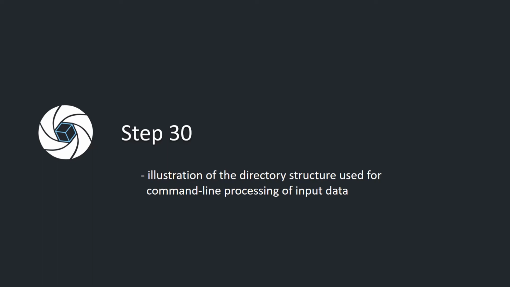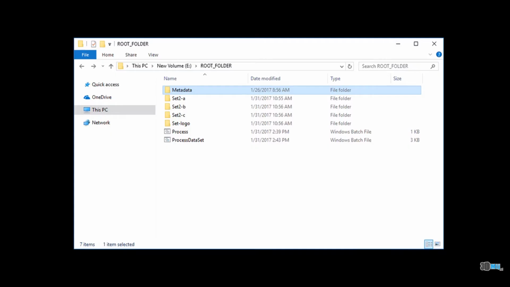Step 30. Illustration of the directory structure used for command line processing of input data. Here you can see the directory structure used for command line processing of input data: folder metadata, dataset folders set to A, set to B, set to C, set logo, and batch files process and process dataset.